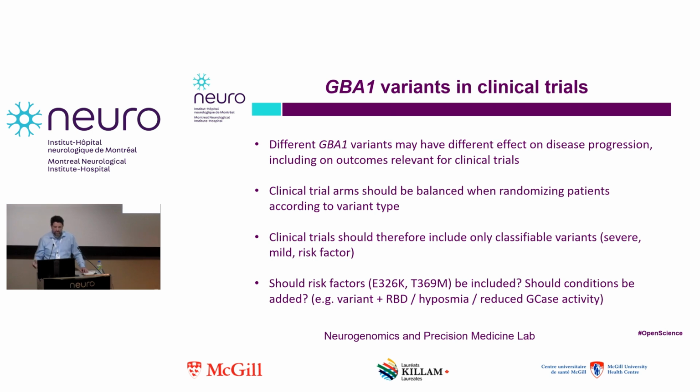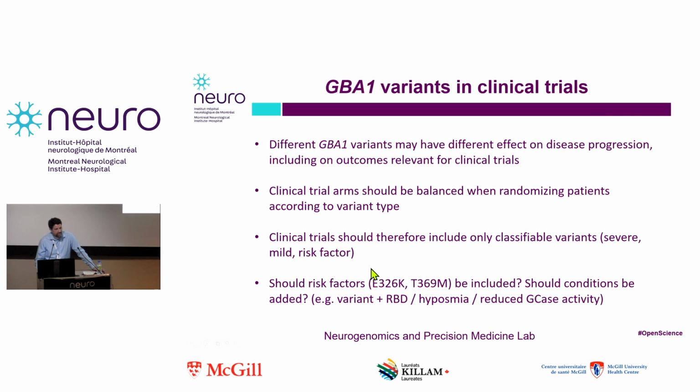because the most important mutations, the most common ones, E326K, T369M, N370S, L444P, and the most common recombinant variant, are all classified, and they will account for more than 90 to 95% of the people with GBA mutations that you will find anyways. So that would be my recommendation, to not include variants that are unclassifiable, just to make the study a bit more clean. Then there was the question, should we include the risk variants in trials?